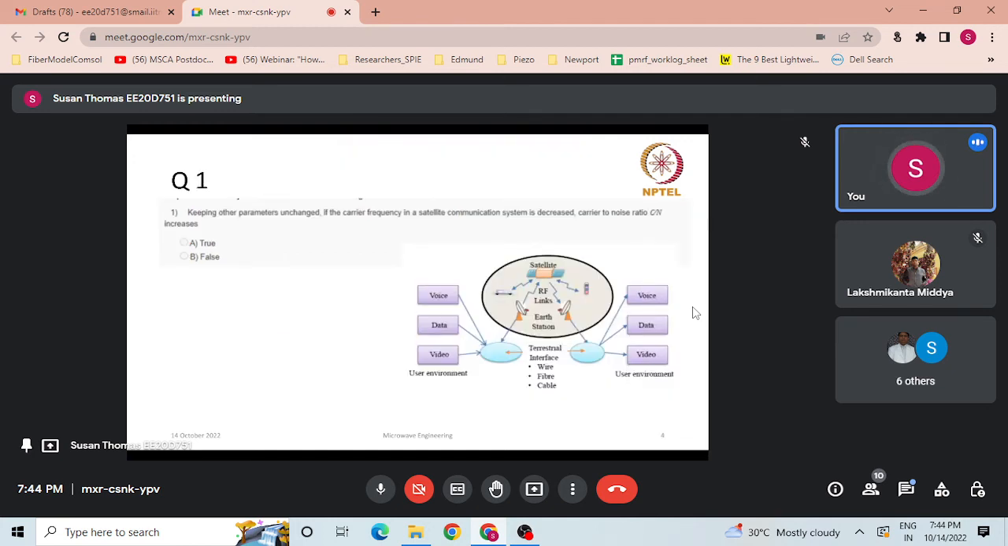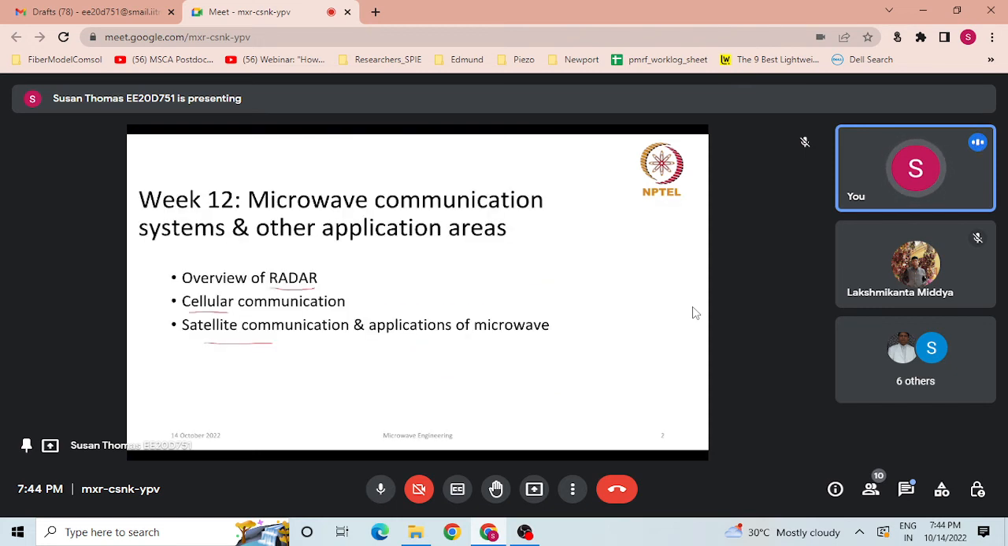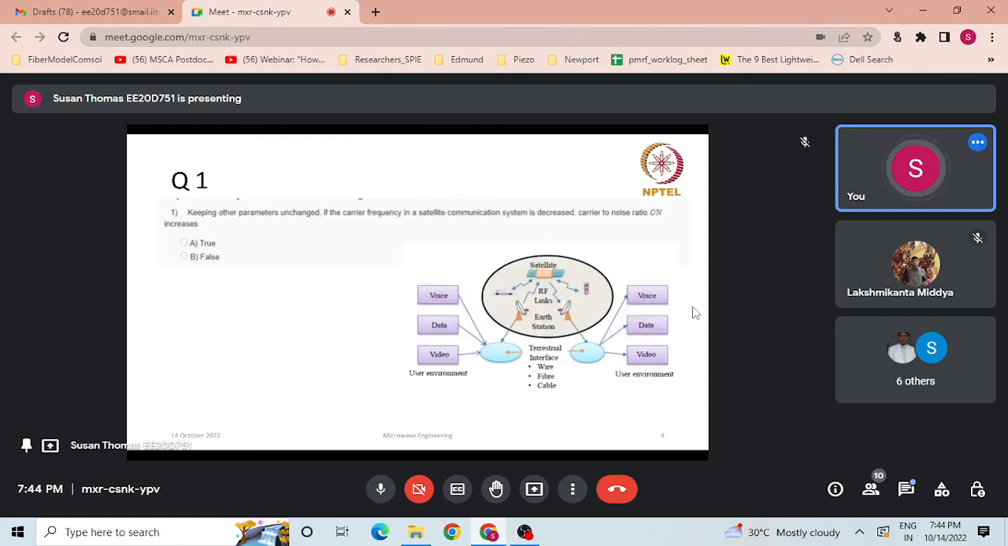So moving on to another question from satellite communication. To give a brief of satellite communication, generally this is with the frequency bands C, Ku, Ka bands. Somebody in between had asked about the satellite frequencies. So these are generally the frequency bands where we have the satellite communication. So please note this.